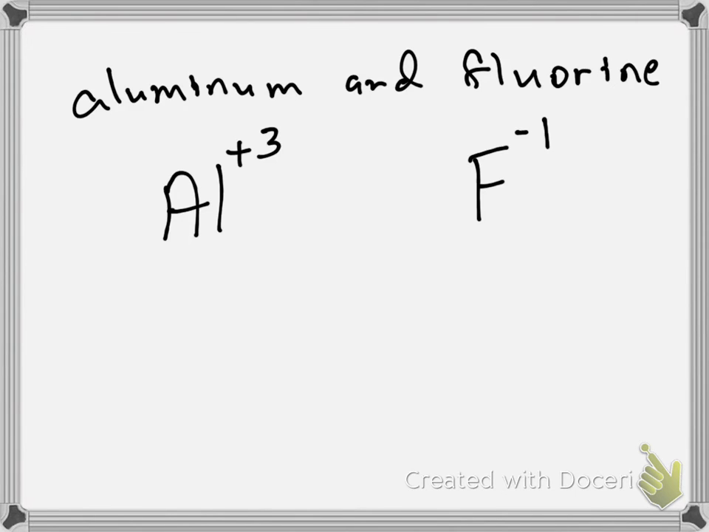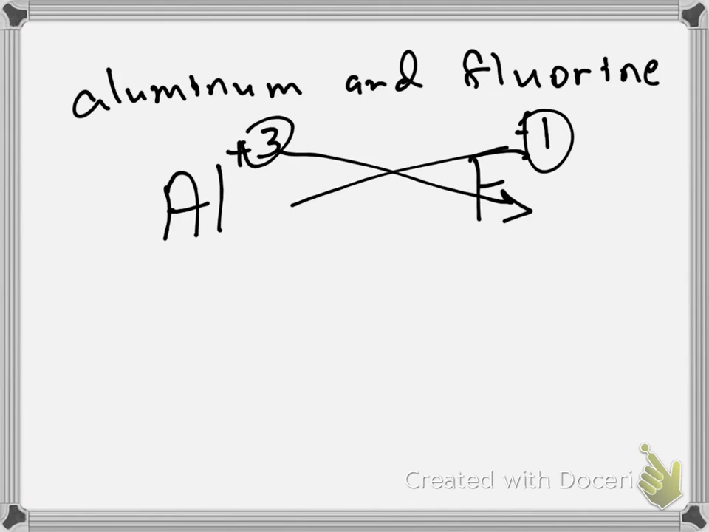So you have to cross over, which means I'm going to take the 3 and put it here, and I'm going to take the 1 and put it here. And I ignore the charges. So the 3 moves, but not the positive part. I'm going to put my Al, then the 1 is going to move over, then I'm going to put my F, and then I'm going to move my 3 over. So my formula is Al with a subscript of 1, F with a subscript of 3.